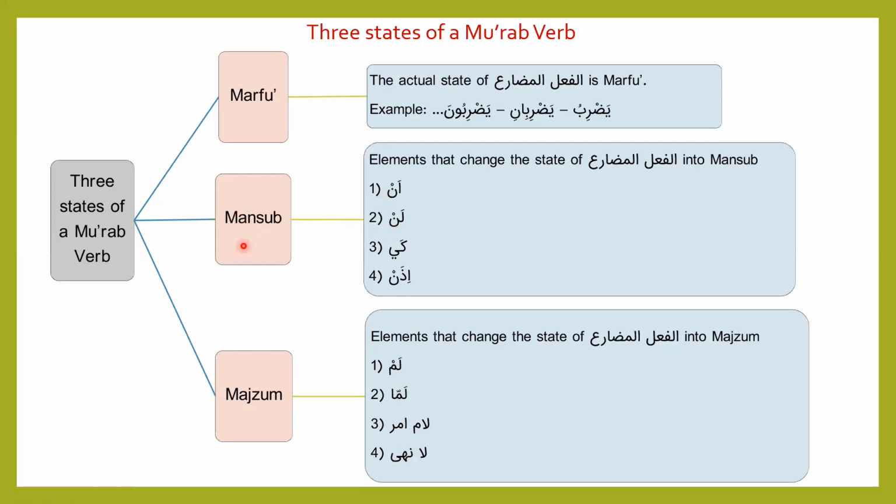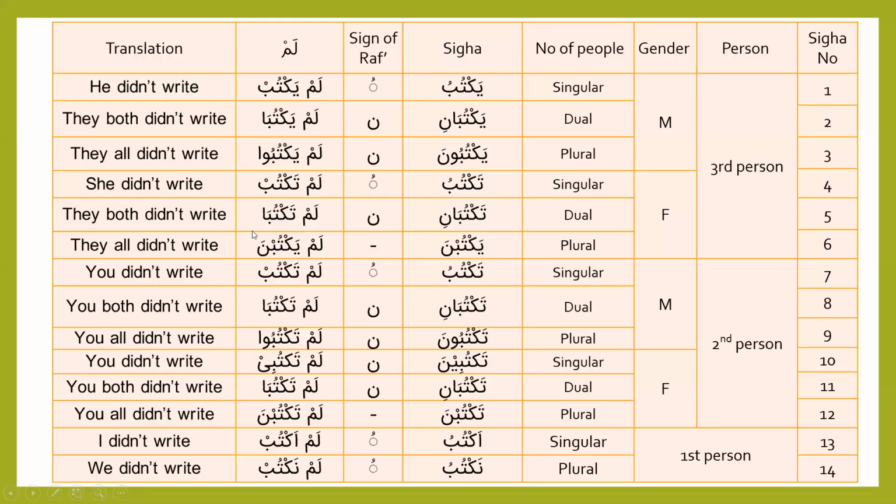Mansoob. This is the second state of fi'l mu'rab. Because of some elements, these are the elements, the last letter of the verb is changed. So lan, what does lan do? How will the fi'l mudari, which was actually marfu, be converted into mansoob? Let's have a discussion on that.